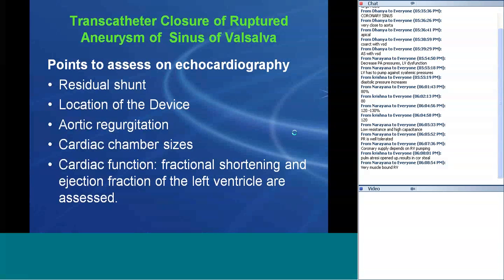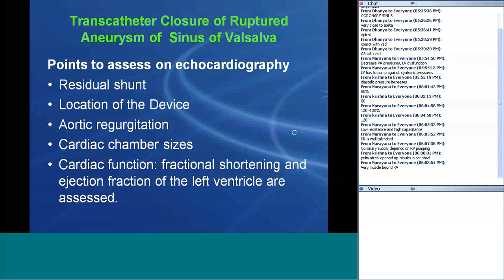But there is a big set of RSOVs which don't have VSDs, with intact IVS and hardly any aortic regurgitation. Those are the patients who are very suitable for closing with the device. Residual shunts should always be looked after, because these are again very high pressure residual shunts. So these have a high incidence of hemolysis.